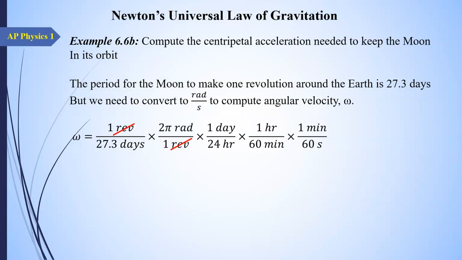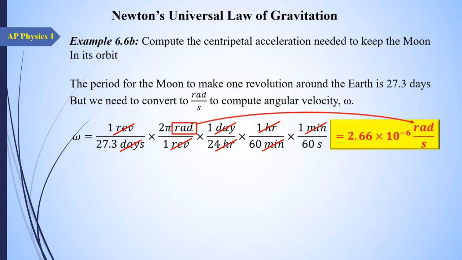Now we need to get the bottom from days into seconds in order to compute the angular velocity. So we see that days is on the bottom, so we know that one day is 24 hours, so days cancels there. We know that 1 hour is 60 minutes, so hours cancels there. And we know that 1 minute is 60 seconds, so minutes cancels there. So when you do that calculation, you get 2.66 times 10 to the negative 6 radians per second, because the only units that you didn't cancel are radians on the top and seconds on the bottom. So that's the angular velocity.